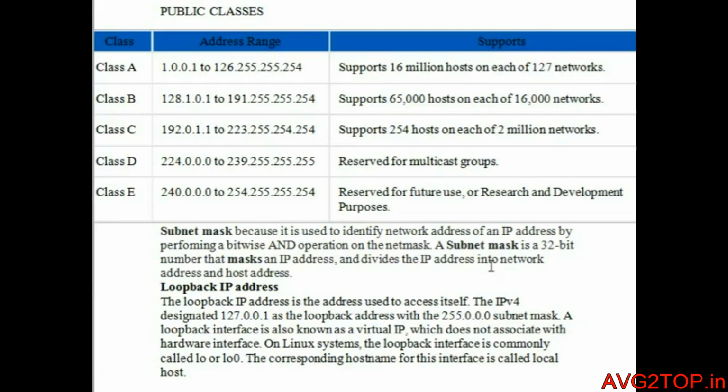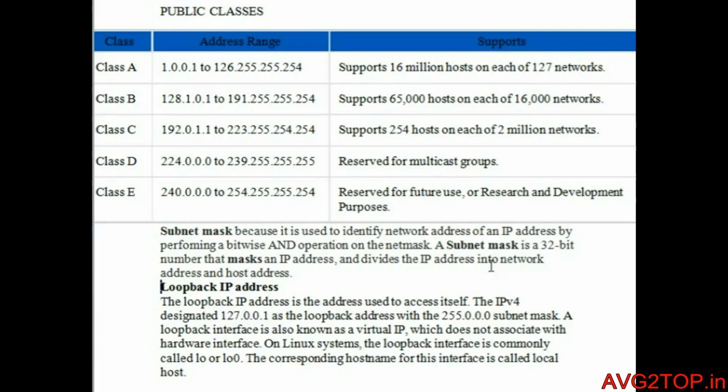The class A, B, C, D, E come under the public IP address classes. Class A is 1 to 126, class B is 128 to 191, and class C is 192 to 223, class D is 224 to 239, class E is 240 to 254.